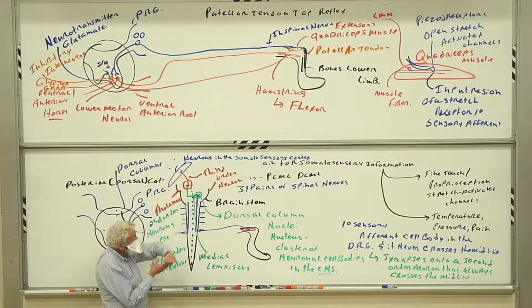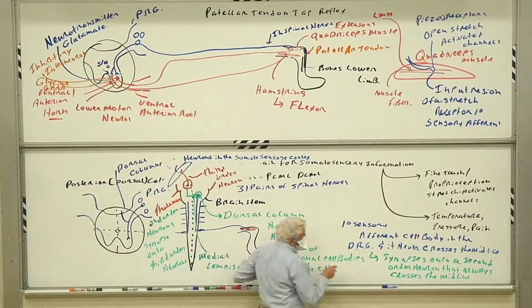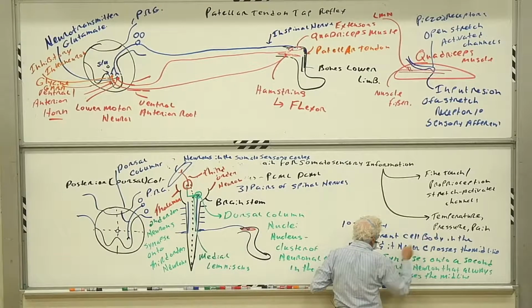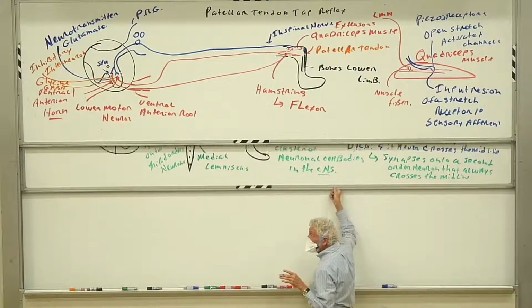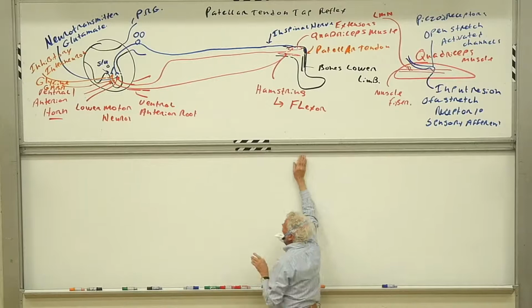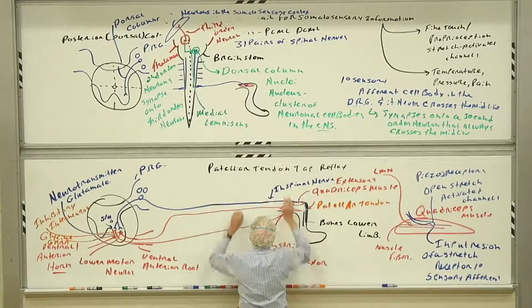Now that's the story for proprioception. Let me now take the other story for temperature, pressure, and pain. It's a very similar story. 3 neuron chain. Second order neuron always crosses over. First order neuron never crosses over. Let's put this on the back board.